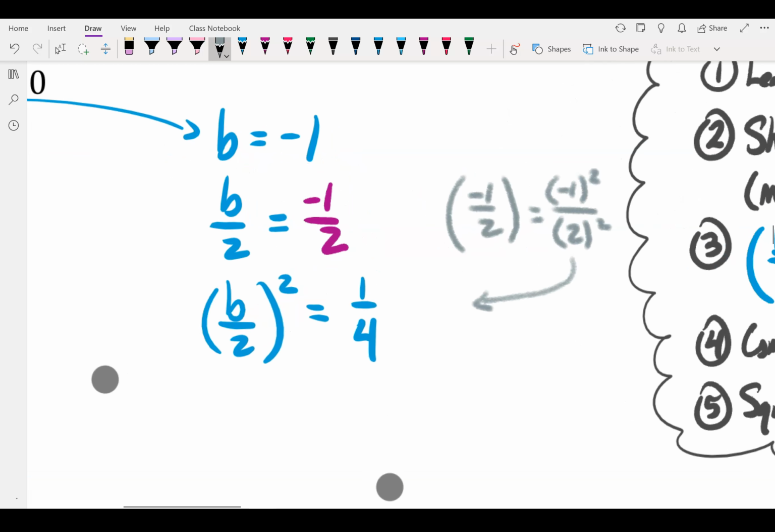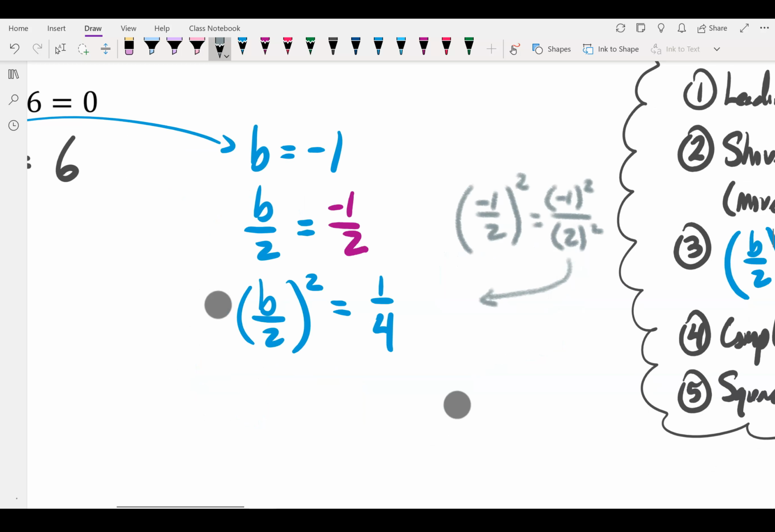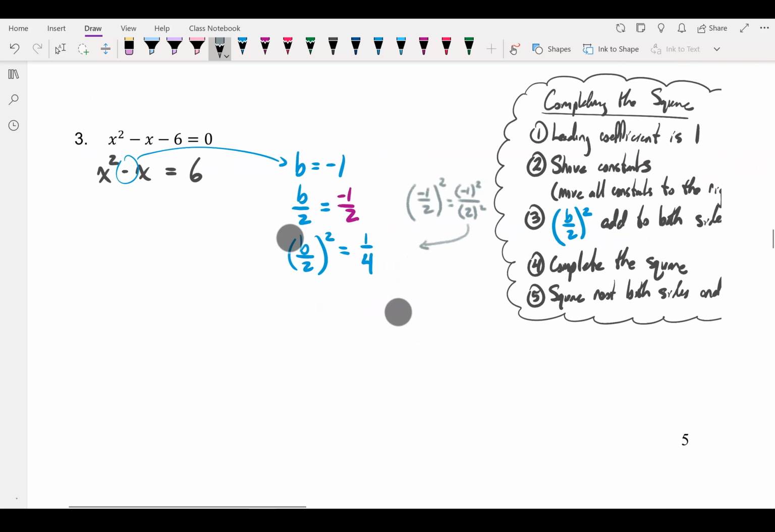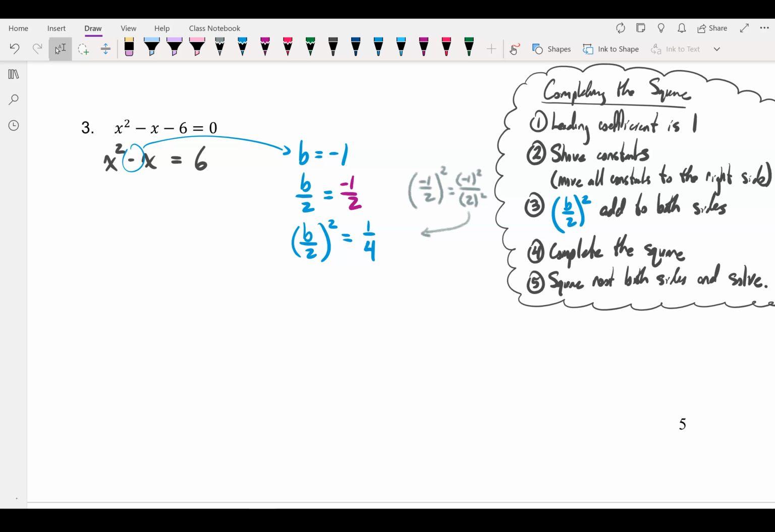Maybe you can't read that. 1/2 all squared, negative 1/2 all squared, gives this. That's where the 1/4 comes from. Am I following my recipe? What have I done so far? I have done b squared over 2 all squared, or b over 2 all squared. I haven't added it to both sides. So I'm going to add it to both sides now.